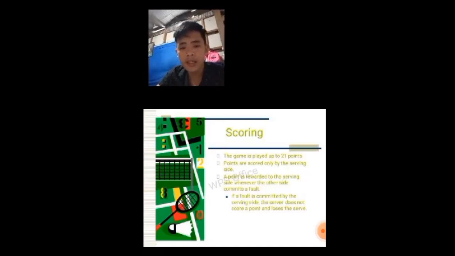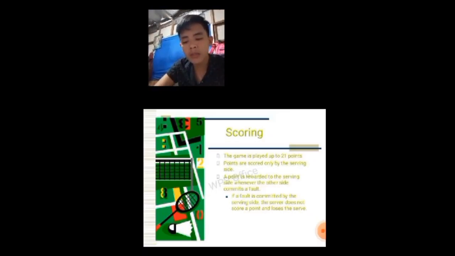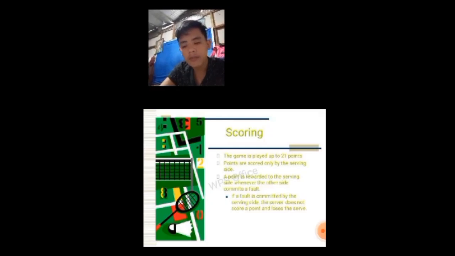Second, points are scored only by the serving side. A point is awarded to the serving side whenever the other side commits a fault. When the serving side commits the fault, the server does not score a point and loses the serve. A doubles game consists of 15 points.